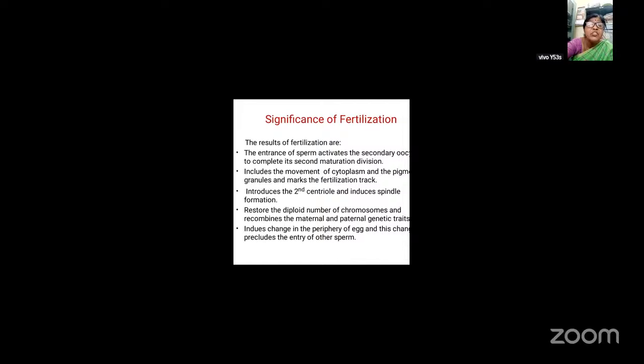What is the significance of fertilization? What are the results of fertilization? The entrance of the sperm will activate the secondary oocyte to complete its second maturation division. It includes the movement of cytoplasm and the pigment granules and marks the fertilization tract, introduces the second centriole and induces the spindle formation, restores the diploid number of the chromosomes and recombines the maternal and paternal genetic traits, and induces a change in the periphery of the egg, and this change precludes the entry of other sperm.